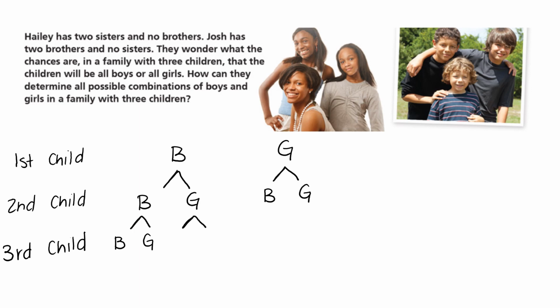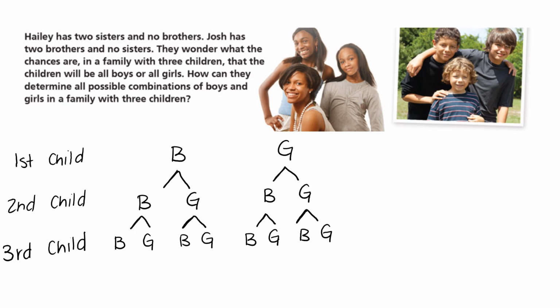We break it apart again, labeling the third child as either boy or girl, meaning it could go boy, boy, or boy, girl. Continuing breaking down the tree diagram, labeling the third child as boy or girl. So the order could go girl, boy, or girl, girl. And then the last one, we break it down again for the third child as boy or girl, meaning the order could go girl, boy, girl, girl.